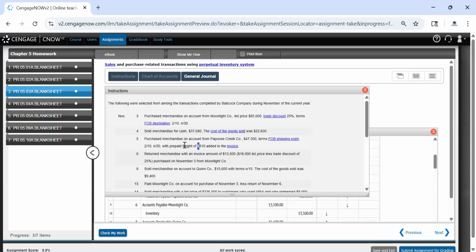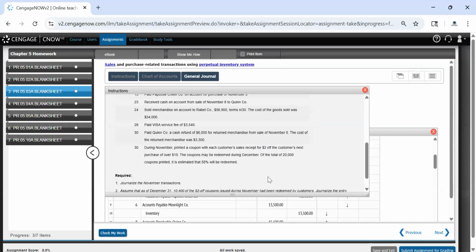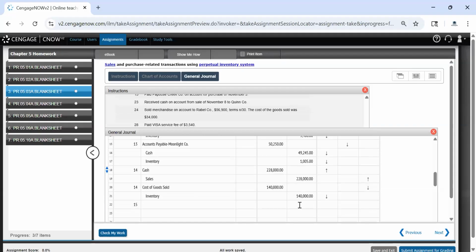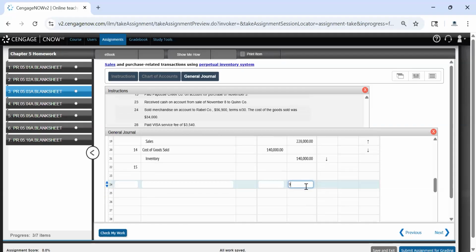And so we take the $47,500, subtract the 2% discount, and our 2% discount here is $950. And that's going to reduce our inventory balance as a credit.